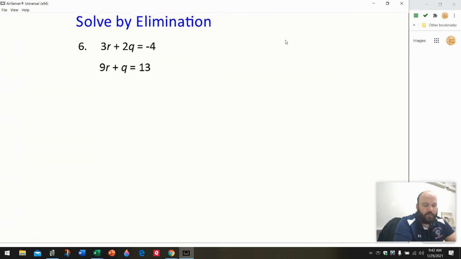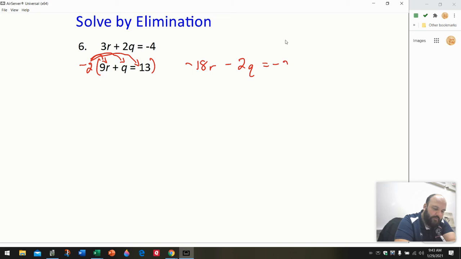The other way to do this would be to multiply by a negative number or the number opposite of what you want. So if I look in this second equation, I would like this right here to be a negative 2. So I'm going to go ahead and multiply this entire second equation by negative 2. So negative 2 times the 9r, negative 2 times q, and negative 2 times 13. What I get is negative 18r minus 2q equals negative 26. And then our first equation is not going to change.